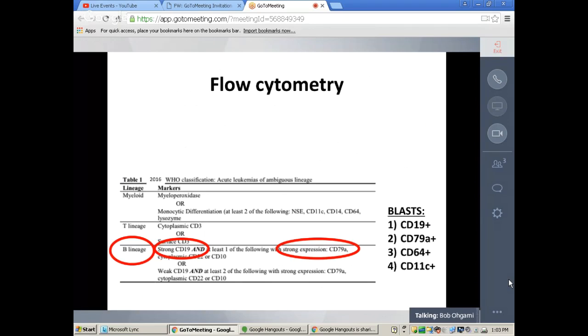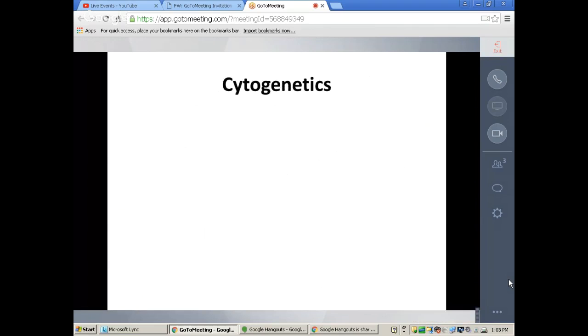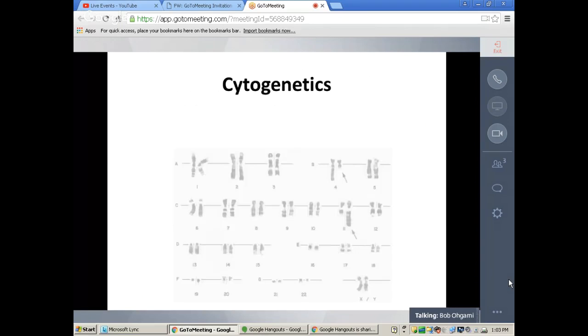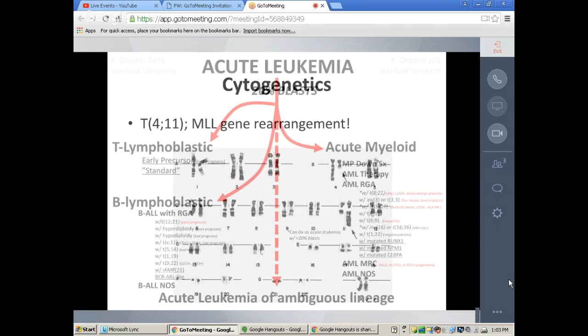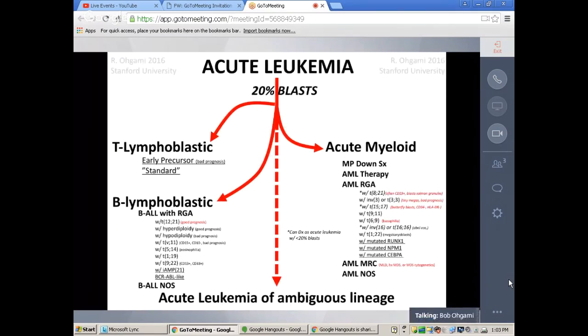They have CD19 expression and CD79a, and they also meet criteria for falling into myeloid lineage. They have CD14 and also CD11c. So how do you deal with this? Well, we'll figure this out. Cytogenetics are performed, and we find that there's a t(4;11) translocation, an MLL gene rearrangement, which may make you feel like you know where to head with this, a mixed lineage leukemia gene translocation.